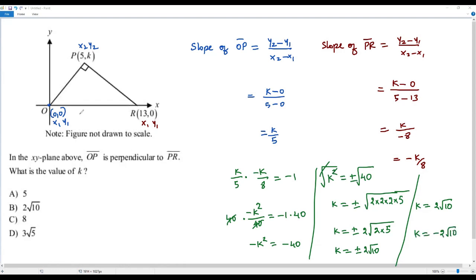When I consider the point P, it is in the first quadrant. In the first quadrant, both the x values and y values are positive. Here k is the y coordinate of this point P. So in the first quadrant, the y coordinate is positive. So k must be positive. So we can reject the negative value of k. We can consider this positive value of k, that is 2 times square root of 10. We find this value in answer choice B. The correct answer choice for this question is B.